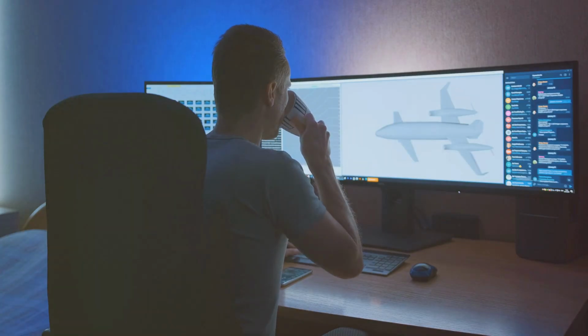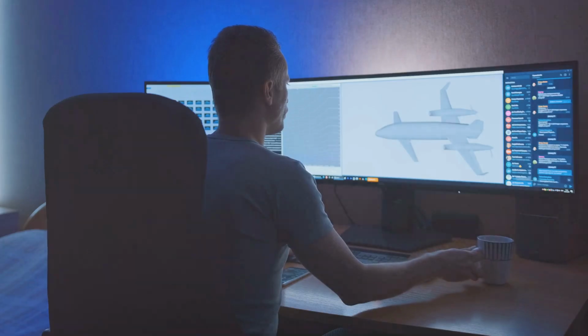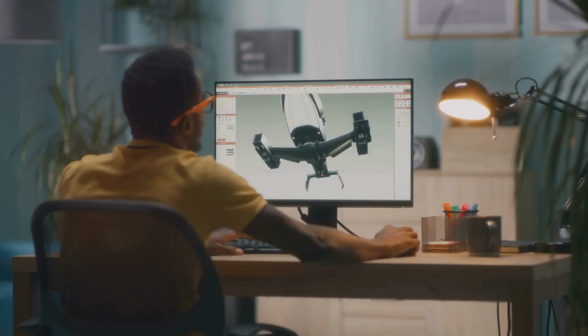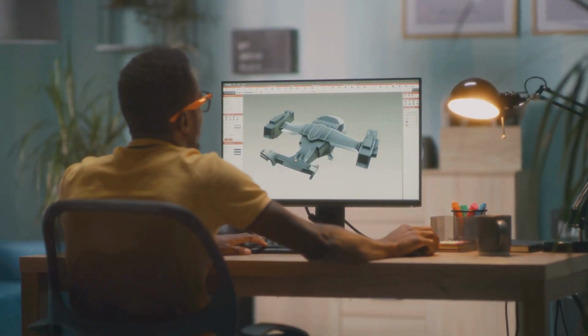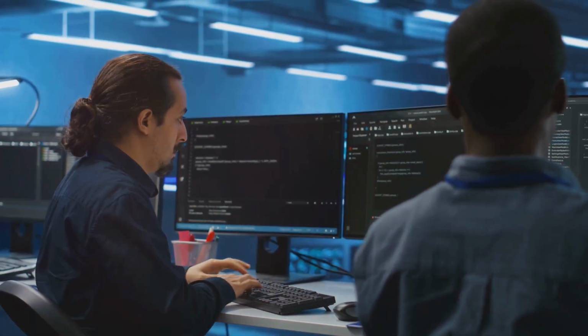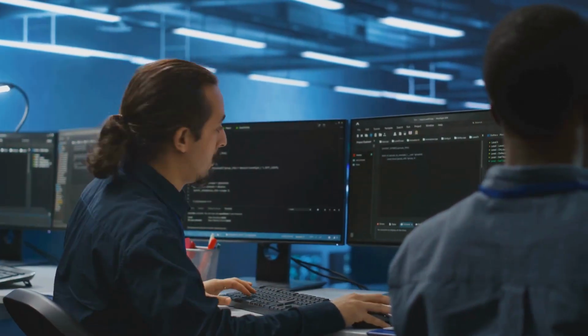Section 6. CFD, a powerful tool for aviation innovation. CFD has revolutionized aircraft design and development. It allows engineers to virtually test and optimize aircraft designs before physical prototypes are built. This significantly reduces development time and costs.